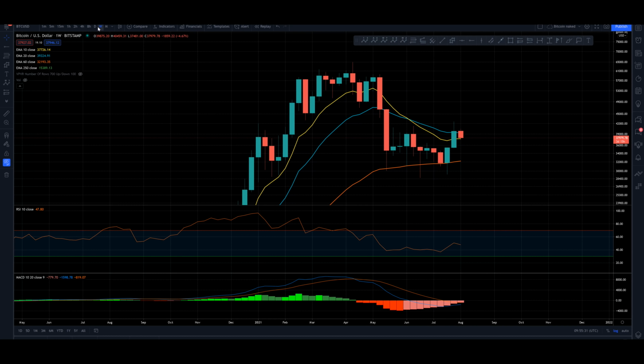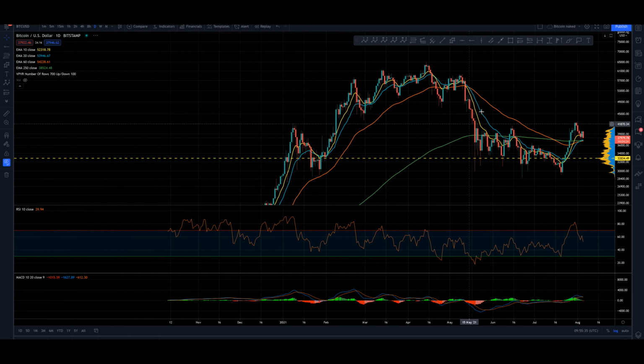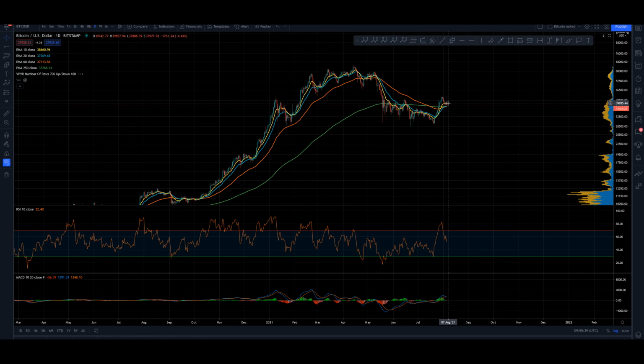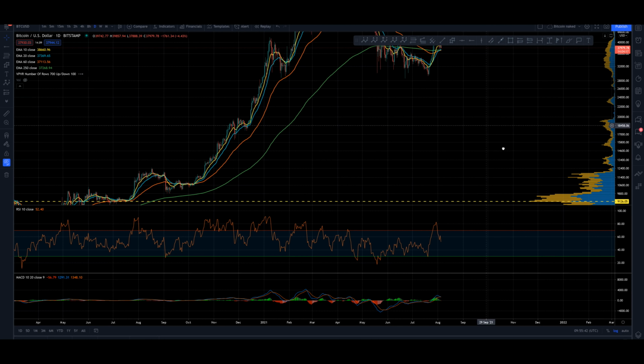Let's come over into the daily time frame. Let's just have a look at our volume profile while we're here as well. Okay, I'm just looking at it for myself for the moment. I just want to check something.